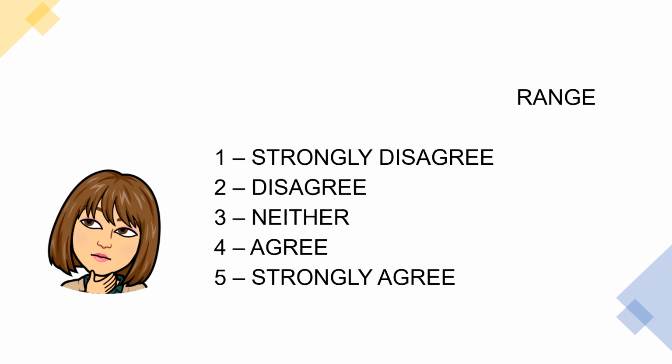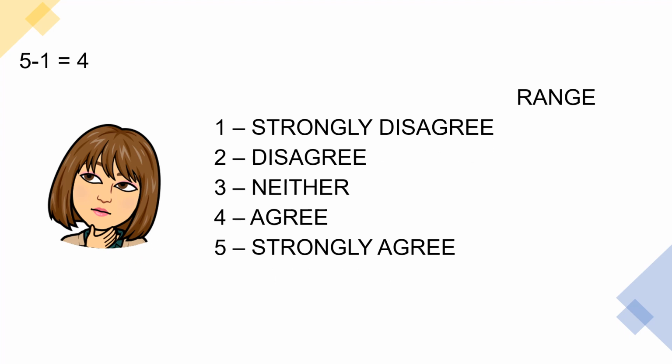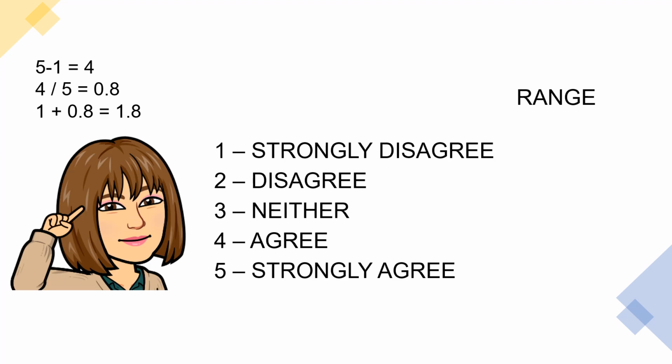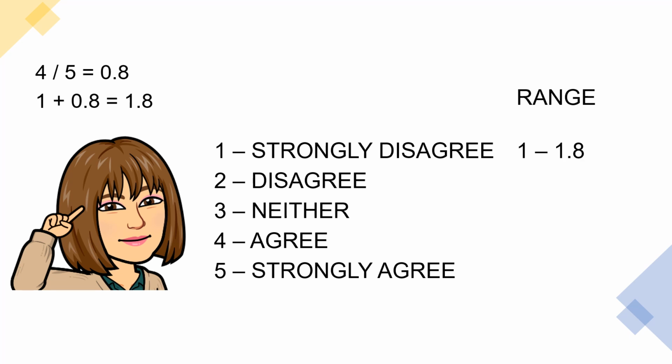For you to compute for the range, since we have a 5-point Likert scale, simply subtract the lowest scale from the highest Likert scale. For example, 5 minus 1 is equal to 4. Then divide 4 by the given number of Likert scale. For example, 4 divided by 5 is equal to 0.8. Now get the lowest Likert scale, which is 1, and add 0.8, that would be 1.8. Now we can write the range for our Likert scale 1. So our range is 1 to 1.8.